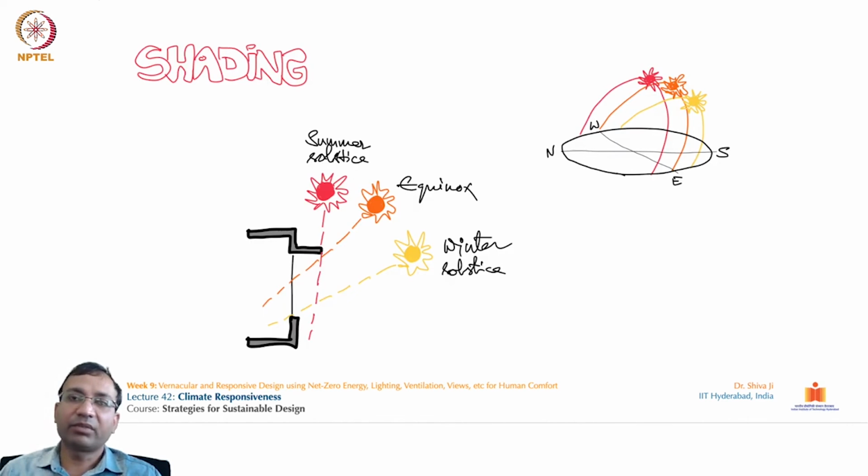Shading is one of the very important strategies for design: how well we can avoid sun when we do not want it, and how we can permit sun inside when we desire it. There are a number of solutions available for such a technique, and this has been used in vernacular architectural systems traditionally, and there are several mechanical solutions also in modern times to control the sun.